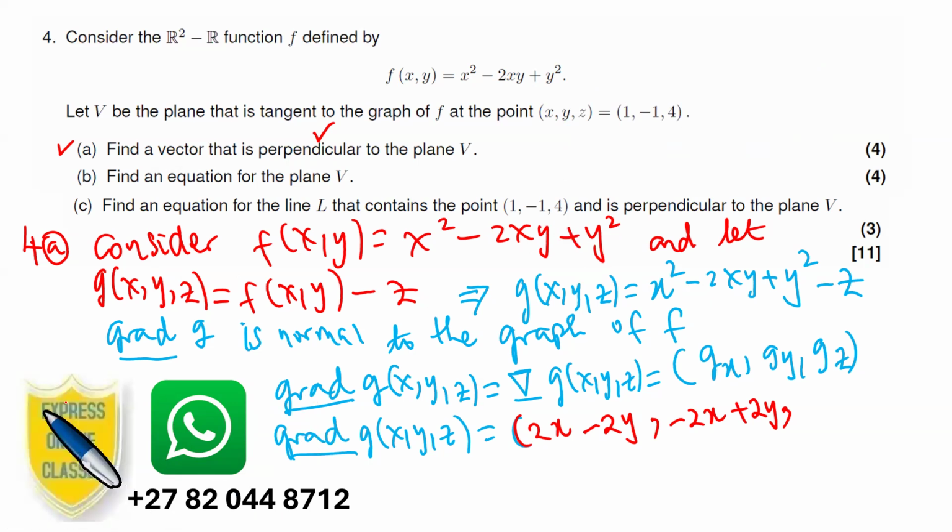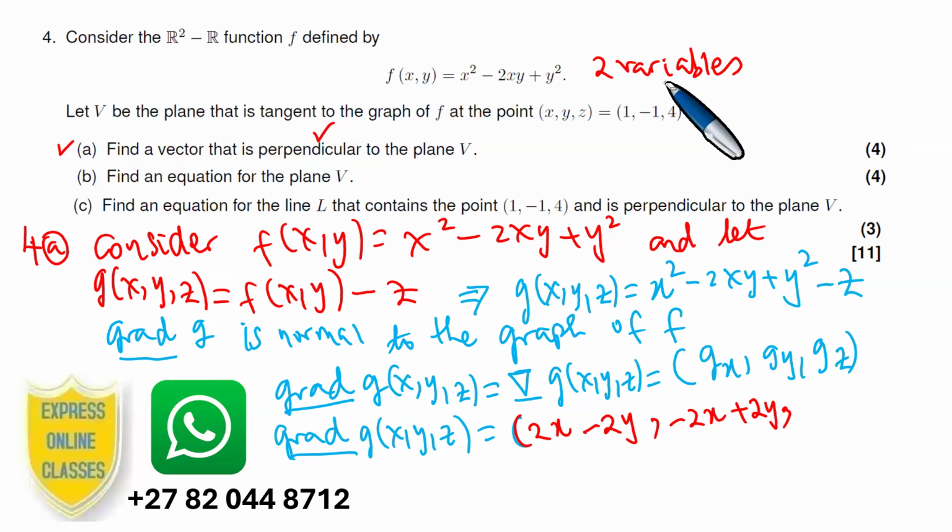Right, so now we have the function of 2 variables. This is very important. So if this function is a function of 2 variables, we introduce another function g, and this g is of 3 variables, because the point is actually an ordered triple, because we are told to let V be the plane that is tangent to the graph of f at the point. So this plane is tangent to the graph of f at the point.